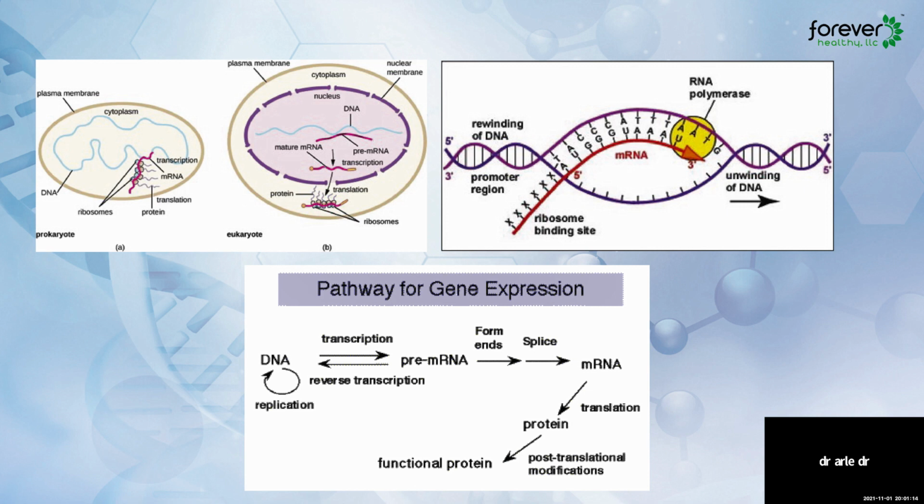And then the pathway for gene expression. Gene is a combination of the DNA in array. Step number 1, DNA replication. Then through transcription, messenger RNA. And then messenger RNA is translated to protein.